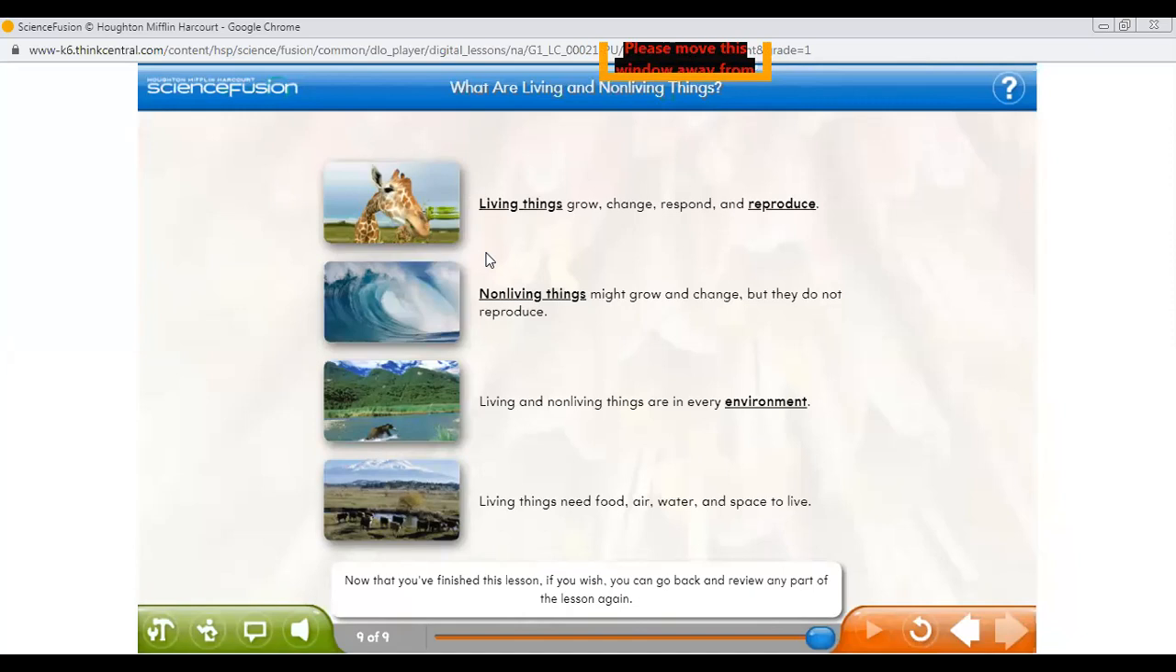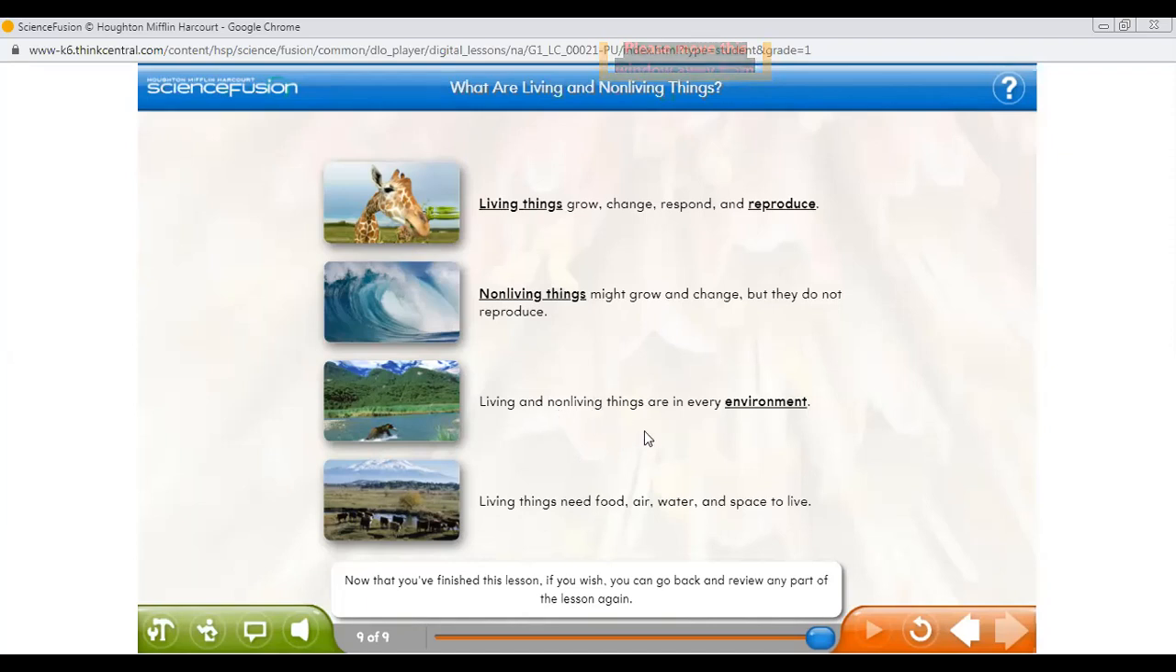So now we have seen in this lesson that living things can grow, change, respond, and reproduce. So what can living things do? They can grow, change, respond, and also reproduce. And non-living things might grow. So you have seen the fire and also the water. They grow and they change, but they do not reproduce. When they reproduce, they are living things. When they grow, change, move, but don't reproduce, they are called non-living things.